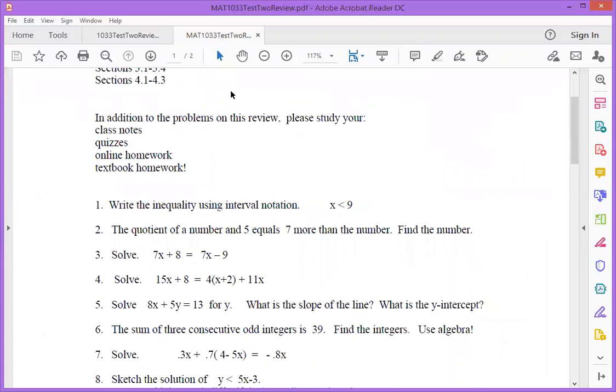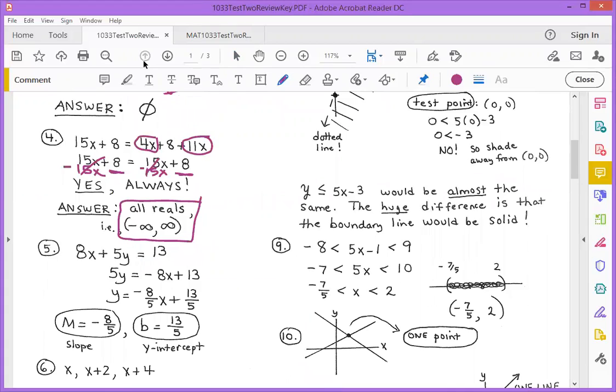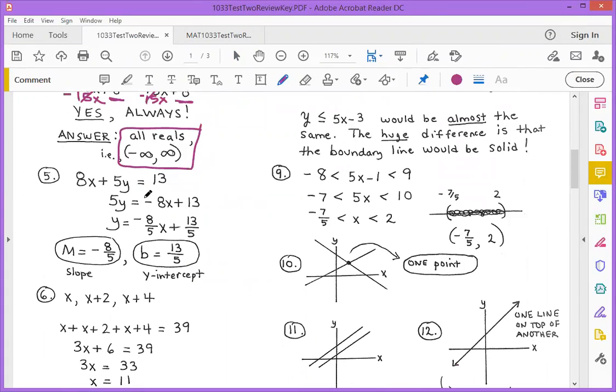For number 5, we're solving for y. We have 8x plus 5y equals 13. After we solve for y, we want to find the slope and the y-intercept. To solve for y, we'll start by subtracting 8x from both sides of the equation. The 8x's will cancel over here on the left, leaving 5y equals negative 8x plus 13.